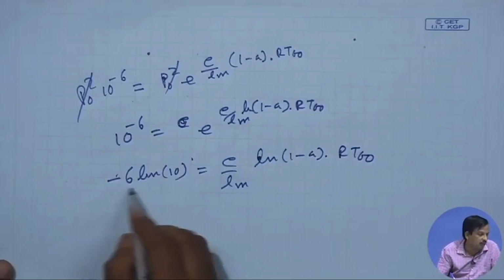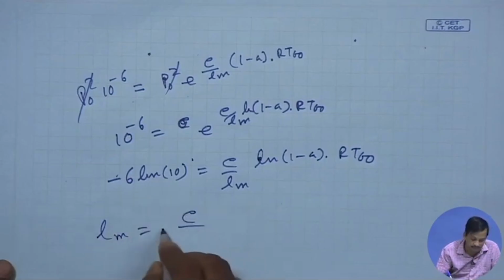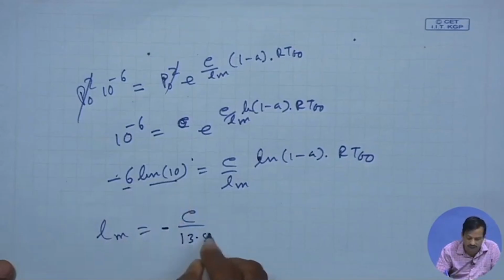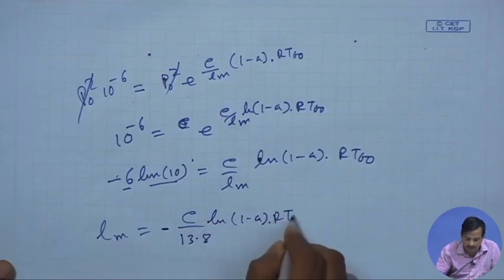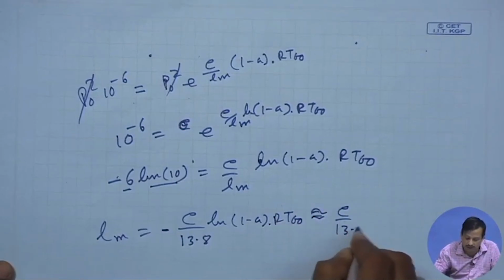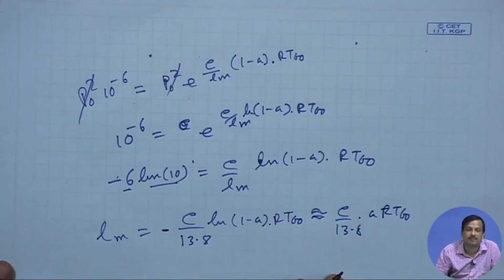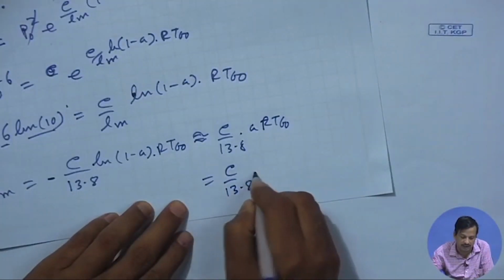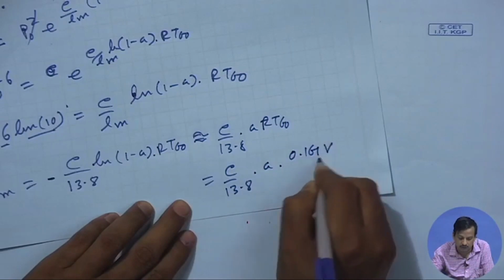Okay. So, I can calculate this value. Lm is nothing but c by, this will be minus, and 6 ln 10 is nothing but 13.8, into ln of 1 minus a, which is almost equal to c by 13.8 into a into RT60. Okay. What is RT60? I can say c by 13.8 into a into 0.161 V by A.